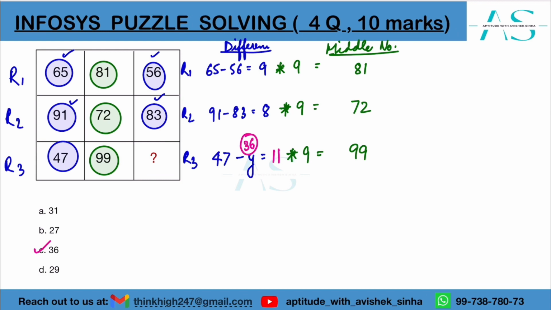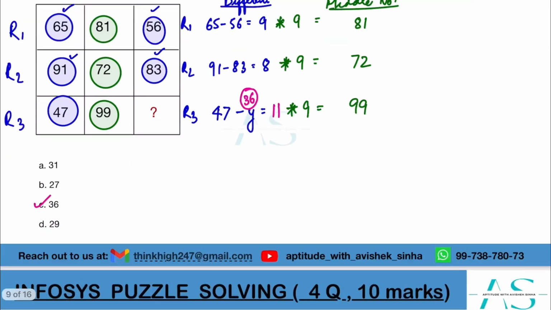See, the first column numbers are always greater. 65 is greater than 56. 91 is greater than 83. 47 should be greater than 36. Alright. That is how we'll mark it as 36 and we'll get to the value of the missing element. Moving forward, I feel you are following these questions and you are trying this on your own as well. Okay.